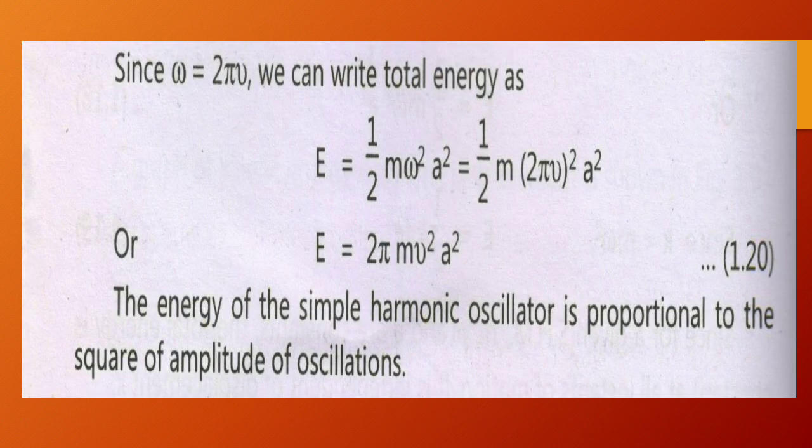Since omega is equal to 2 pi nu, we can write E is equal to 1/2 m omega square a square, which is equal to 1/2 m (2 pi nu) square into a square. Therefore E is equal to 2 pi square m nu square a square. So the energy of a simple harmonic oscillator is proportional to the square of the amplitude of the oscillation.